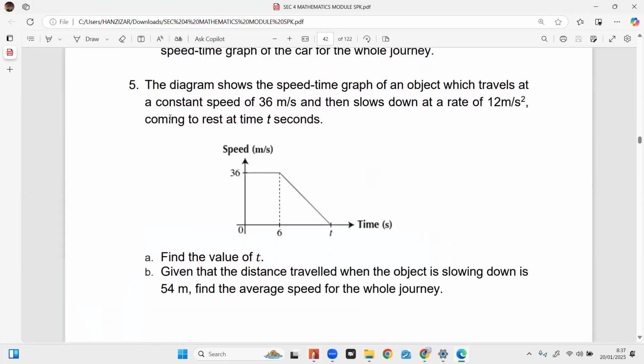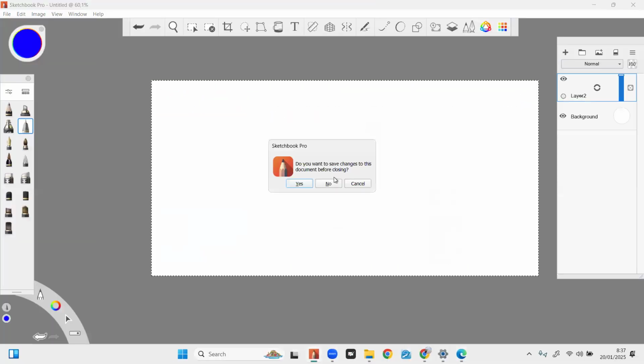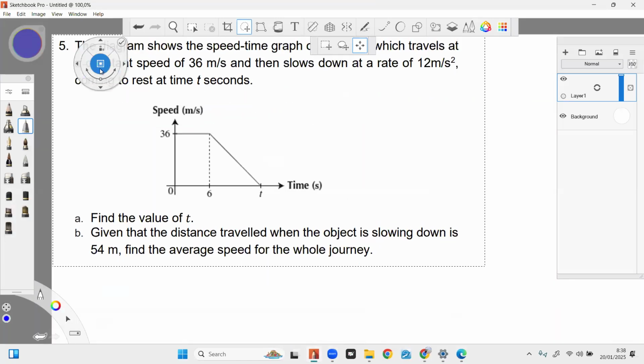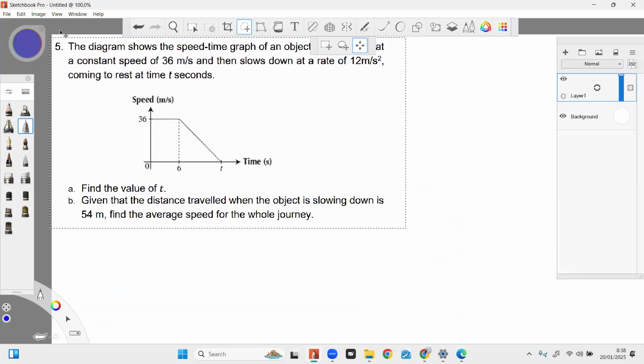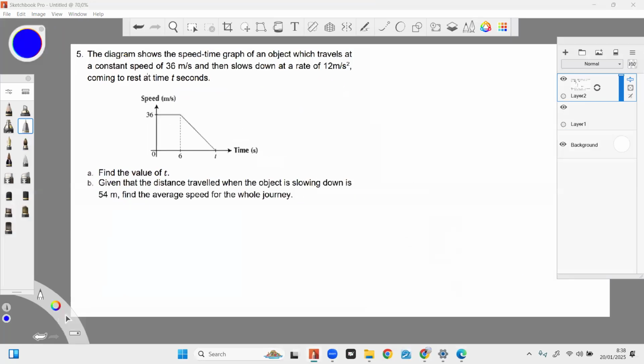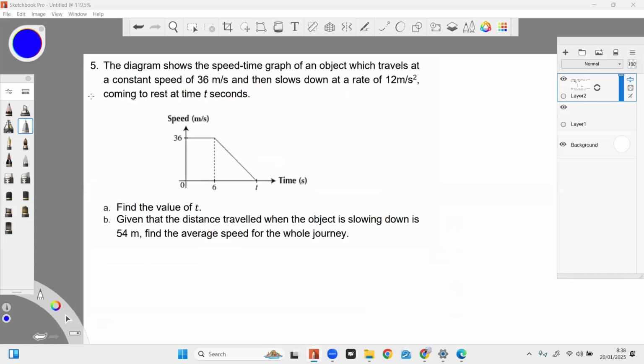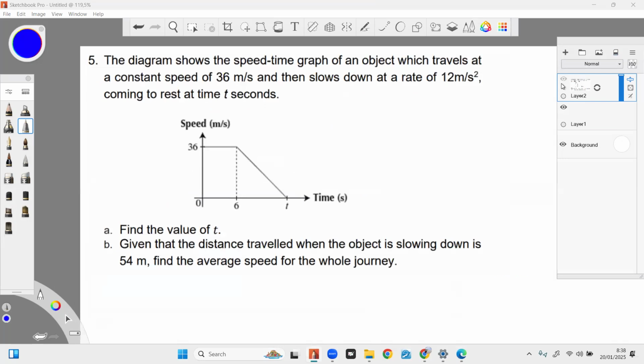Speed time. Okay, number 5. One last question, and we can finish all the topics about speed time and distance time. The diagram shows the speed time graph of an object which travels at a constant speed of 36 meters per second and then slows down at a rate of 12 meters per second squared.